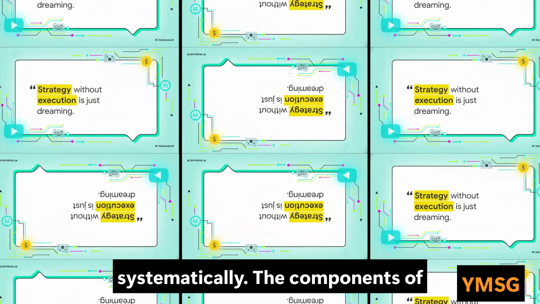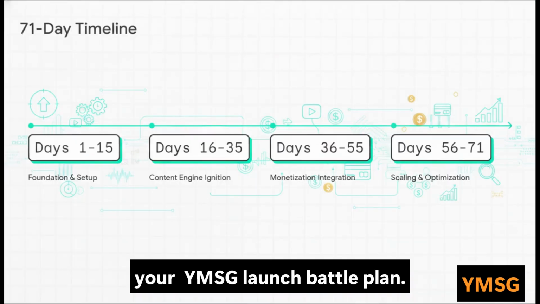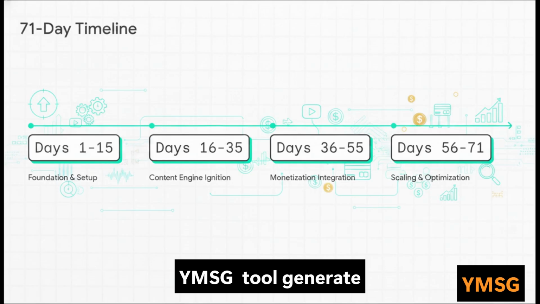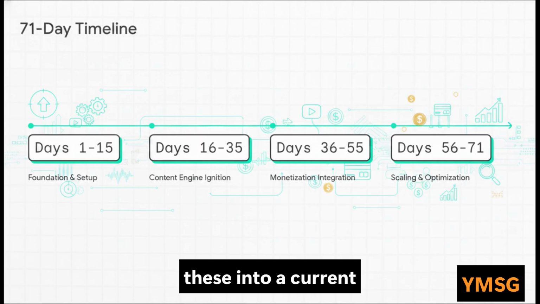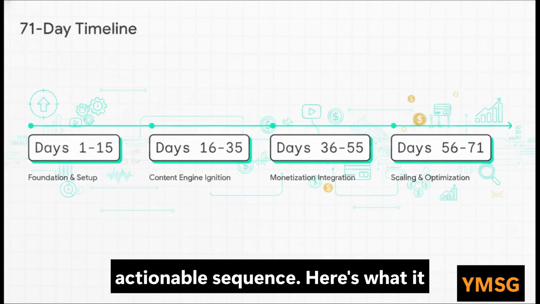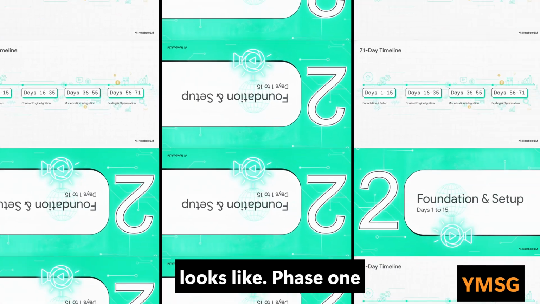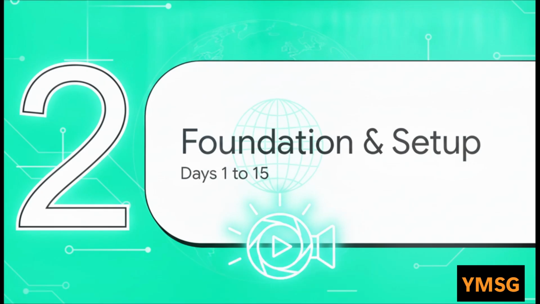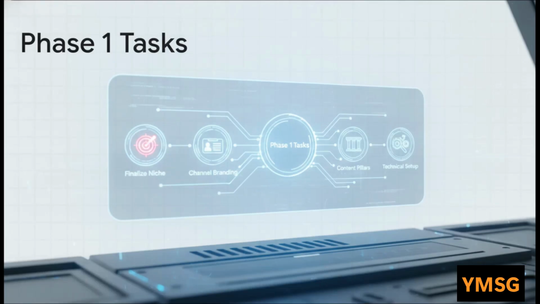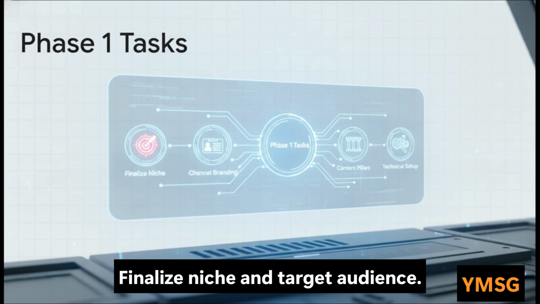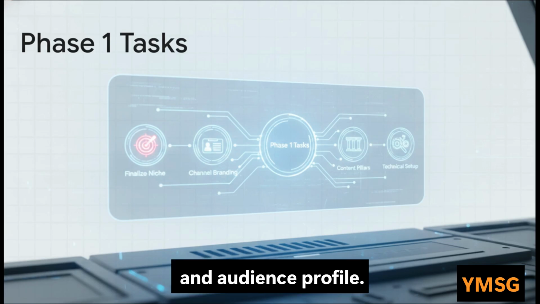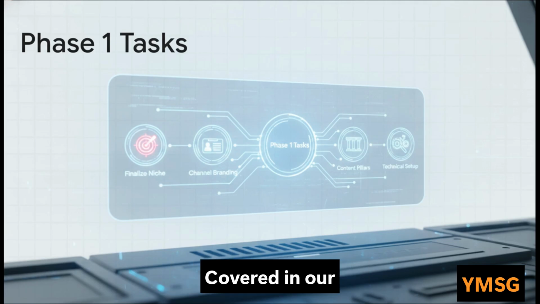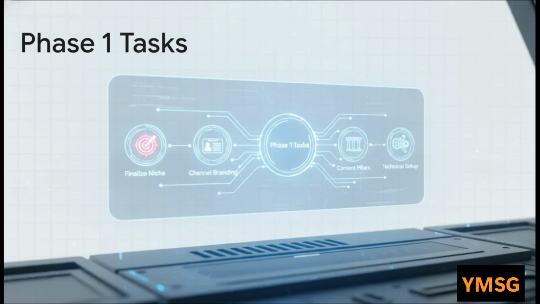The components of your YMSG launch battle plan. Your YMSG tool generates 17 unique outputs, but your battle plan synthesizes these into a coherent, actionable sequence. Here's what it looks like. Phase 1, foundation and setup. Days 1 to 15. Finalize niche and target audience. Confirm your YMSG vetted niche and audience profile covered in our previous series.